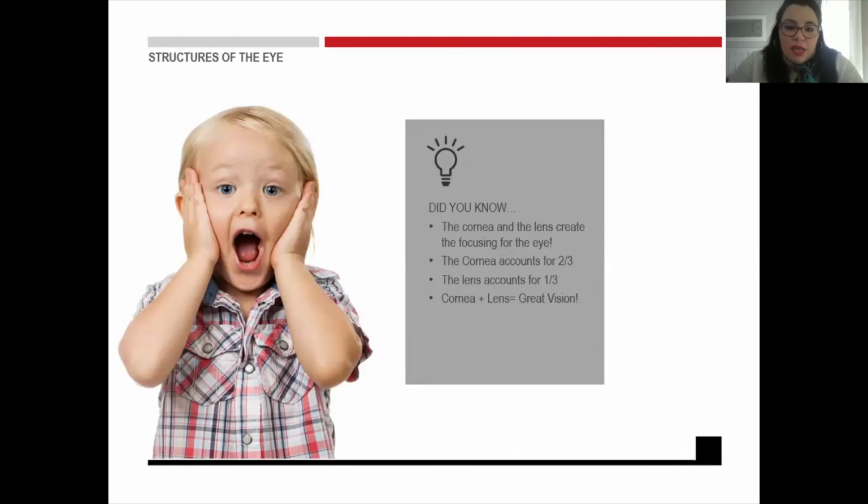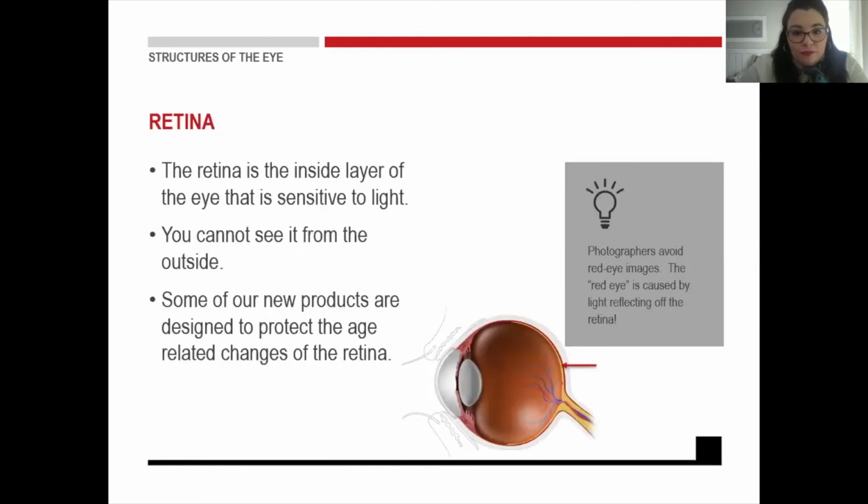So did you know the cornea and the lens create the focusing of the eye? So the cornea is responsible for 2/3 of the focusing power, and the lens is responsible for 1/3 of the focusing power. So if you have a perfect cornea and if you have a perfect lens, that means you've got excellent vision, and you will have 6/6 vision on our VA chart, as we discussed earlier.